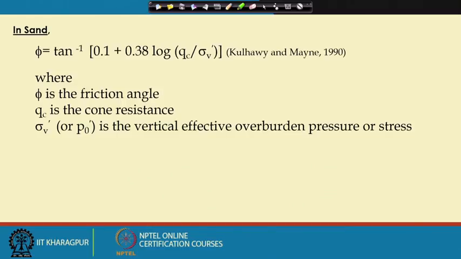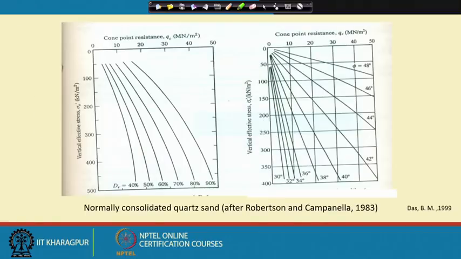So, these two correlations we can use to get the cohesion value and friction value of the soil based on the cone resistance. We have charts also, by which we can determine the relative density of a soil. If I know the cone resistance, and if I know the vertical effective stress, we can get the particular relative density. That will be an 80% relative density of a soil.